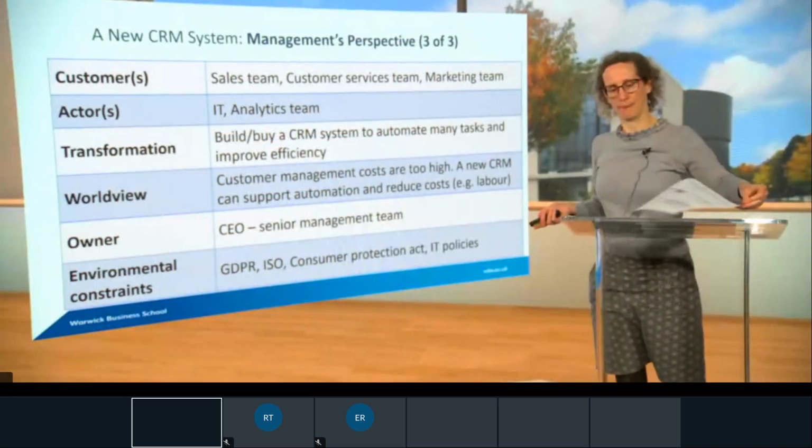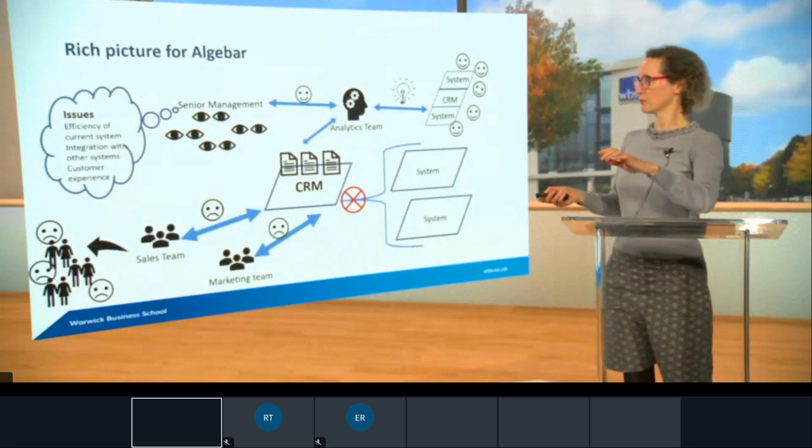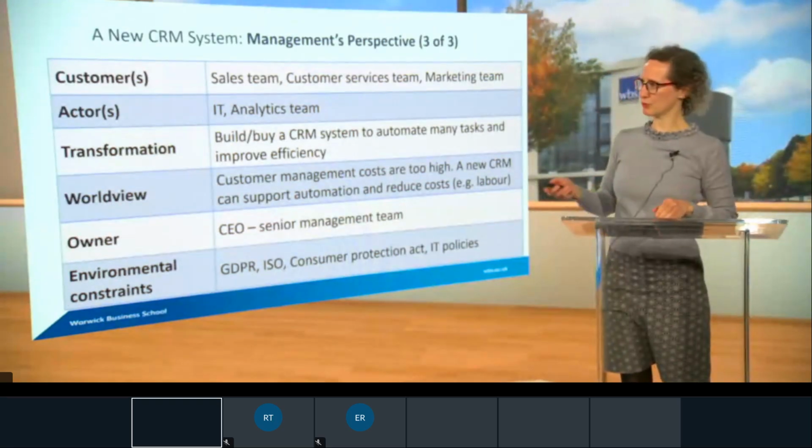So that's talking through the examples. Why is that in there?